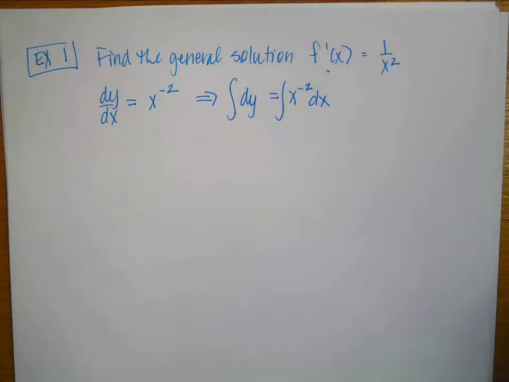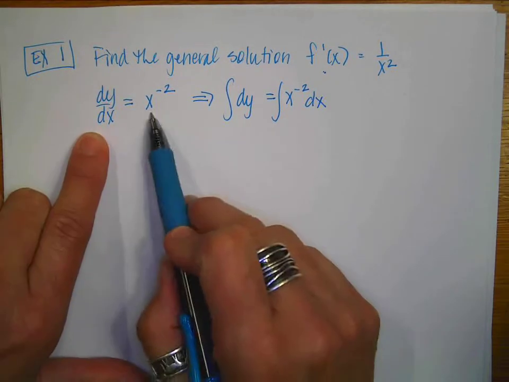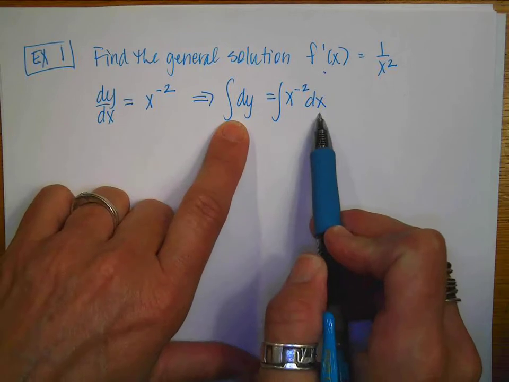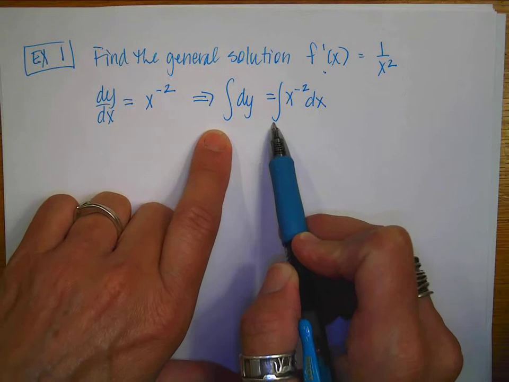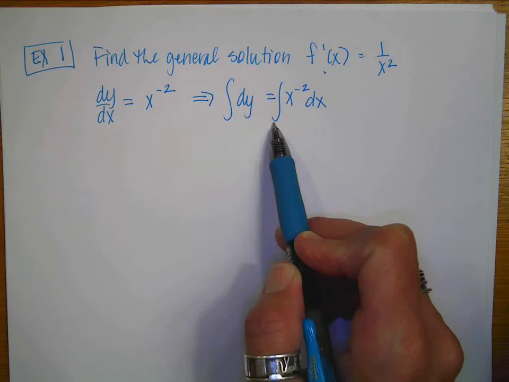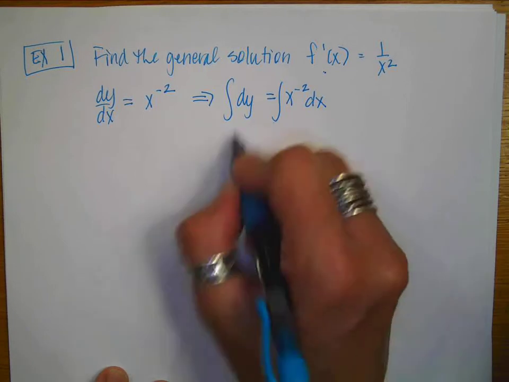I'm going to integrate both sides. On an FRQ, oftentimes you get a point just for separating the variables, and then you might get another point just for showing that you're going to integrate both sides. So the details of calculus are very, very important, and it's easier to boost your AP score just by showing the little steps of what you're doing.